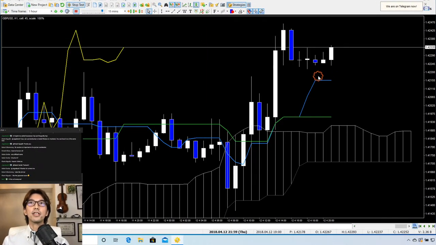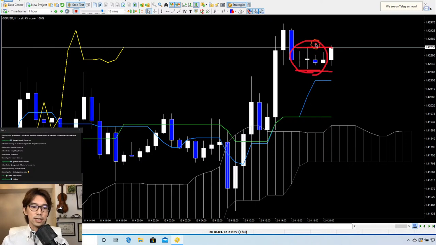Let me come back to this chart, and now you see that there are a couple of doji candlesticks, and also these are engulfings, right? The previous candle is engulfed by the future candle, and also the future candles are engulfed by the previous candle, which is this one. So I expect the price to break upwards, and I look for the buy chance after the breakout.